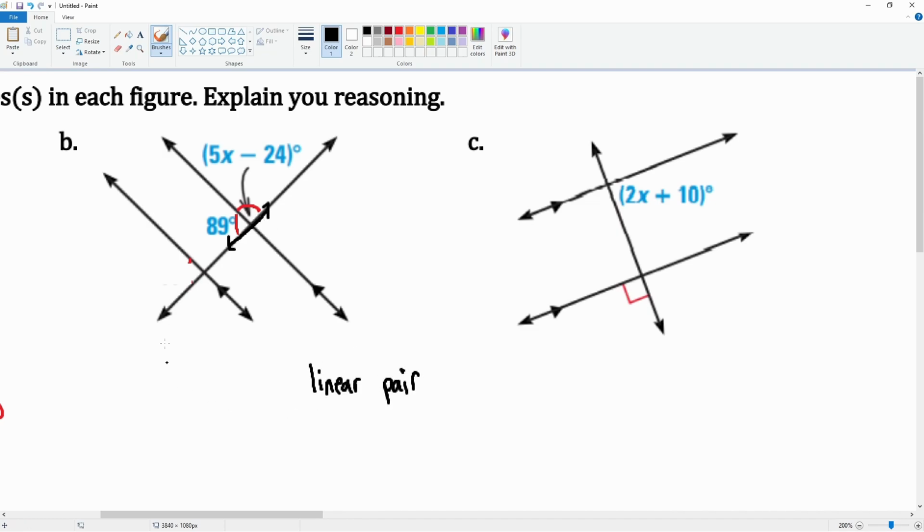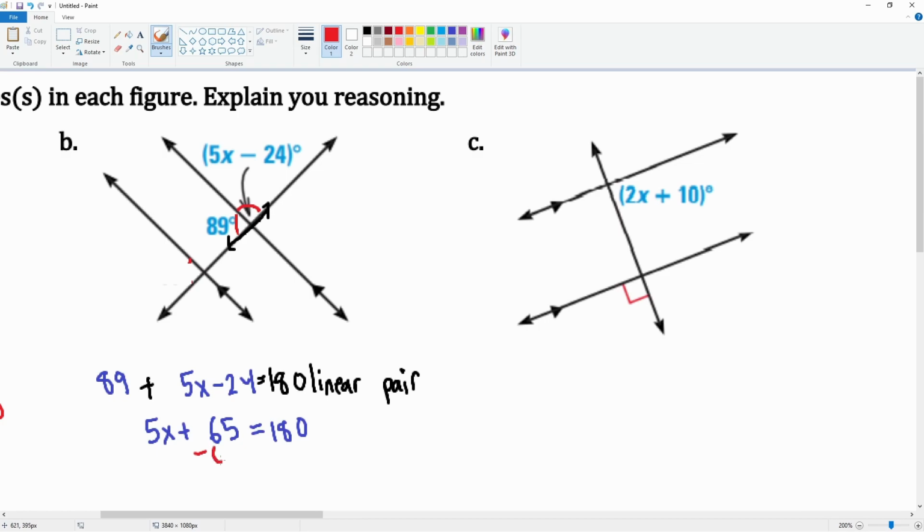That allows us to add up these two angles of 89 and 5x - 24. We can add these two and set them equal to 180 because they're a linear pair. 89 minus 24 is 65. Okay, that is what happens when we combine like terms. So 5x + 65 is equal to 180.